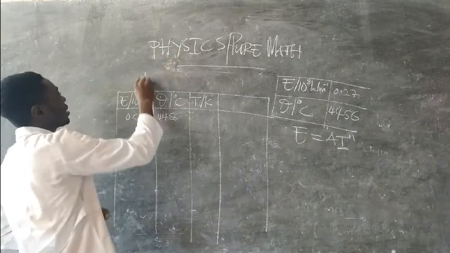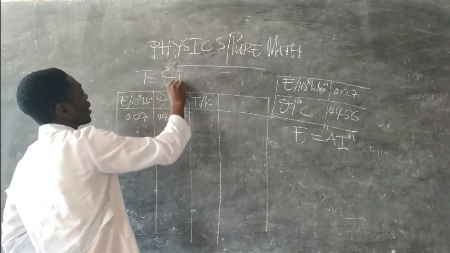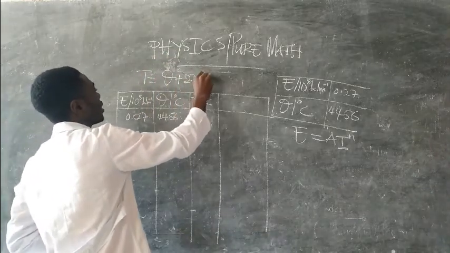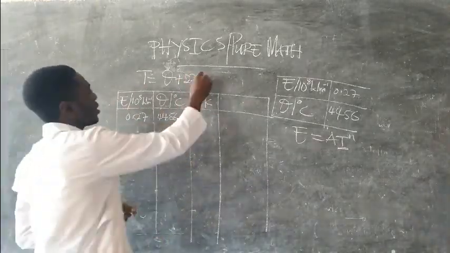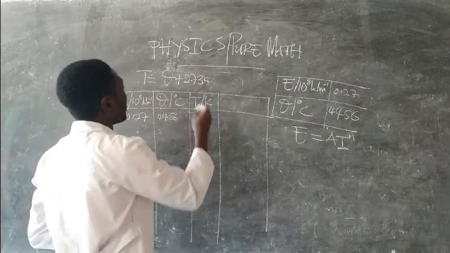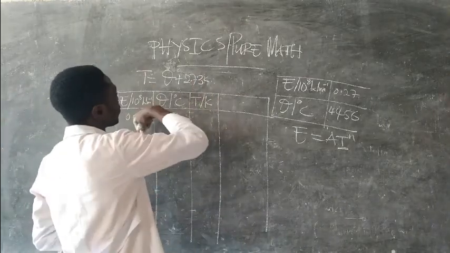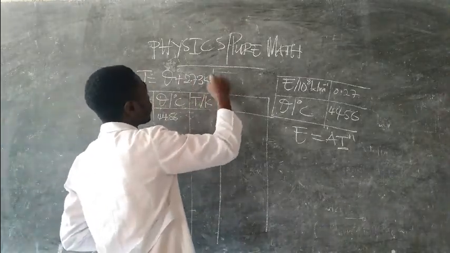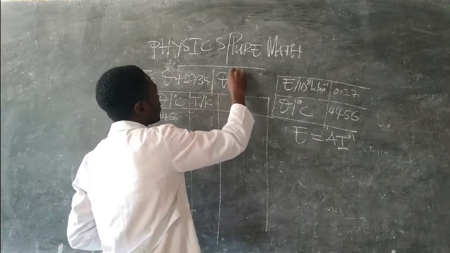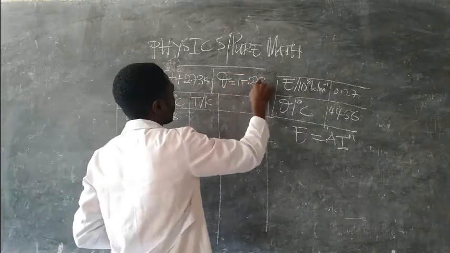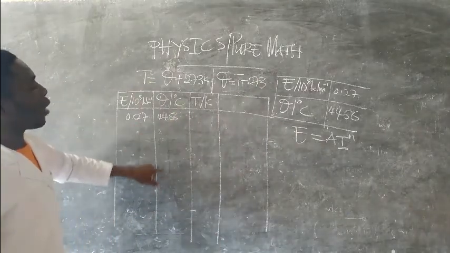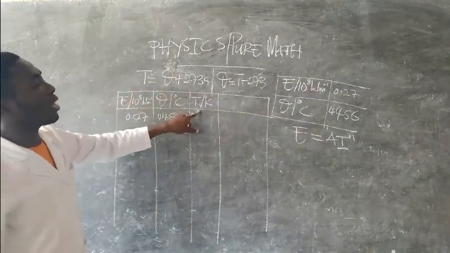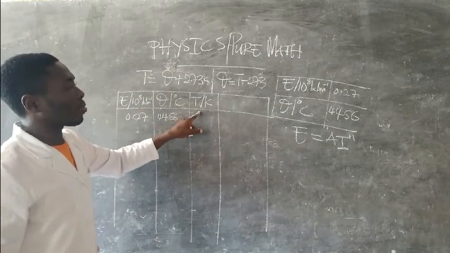We add 273, so T will be equal to theta plus 273, for us to have it in Kelvin. And if I was to convert from T to theta, theta will rather be equal to T minus 273, please take note. So for all the values of theta which I'm going to have here, I will add 273 to them to get a value of T in Kelvin.